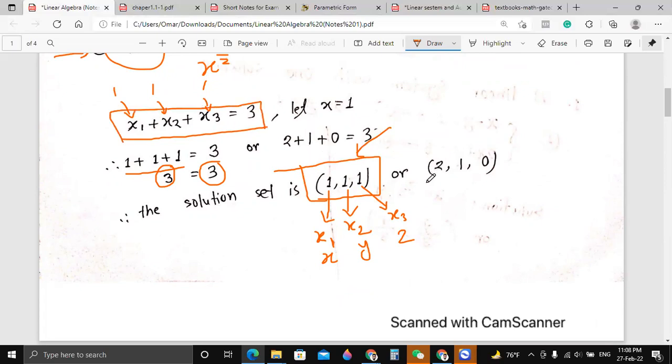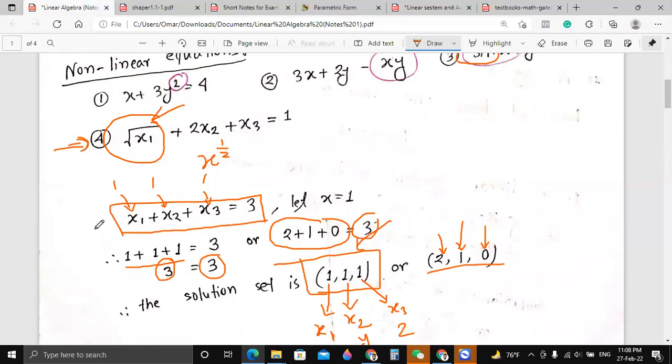And there is another solution, okay? If I let x1 equal to 2, x2 equal to 1, and x3 equal to 0, it will make 2 plus 1 plus 0. So 2 plus 1 plus 0 is also 3, right? That's why (2, 1, 0) is also a solution to this linear system.